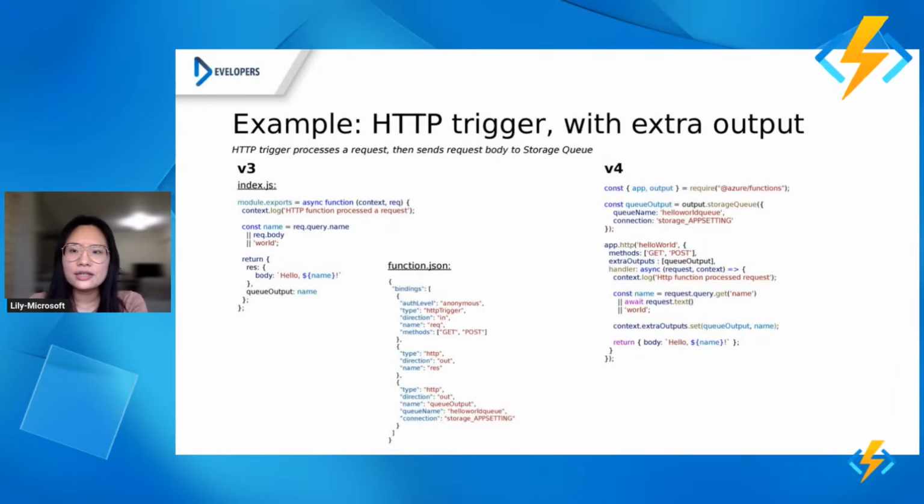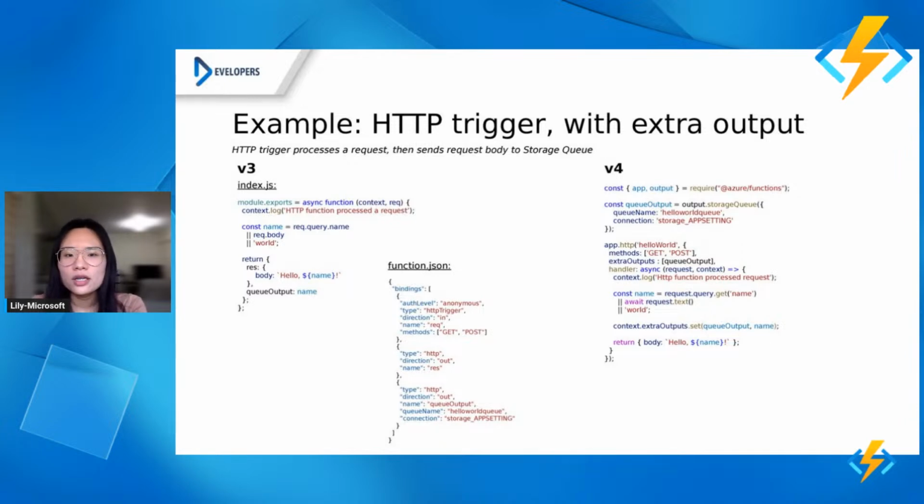And here is another example of an HTTP trigger, but with a little bit of a twist. We're adding an extra output here. In this case, when the HTTP trigger triggers, it will process a request and then send the request body to a storage queue. And so that's why you see in index.js, you have this extra queue output in the return. And then also in the function.json, we have the third section there specifying the output as queue output, and it will send, in this case, the name to a queue called hello world queue.